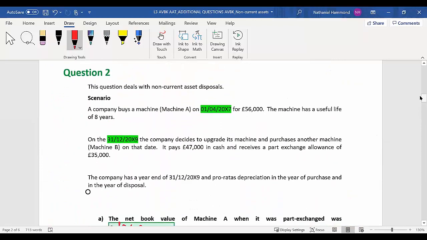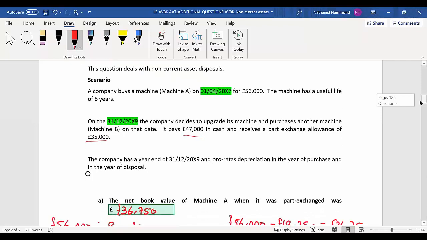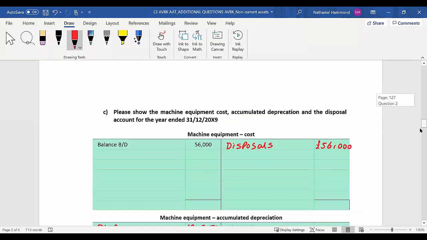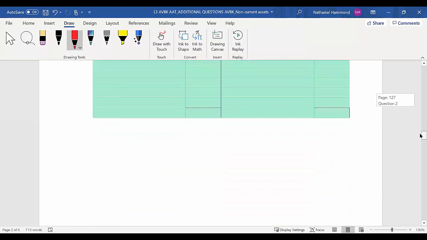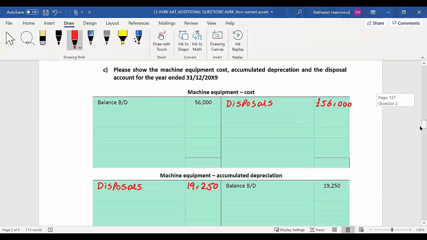So we're looking at the fact we have paid £47,000 in cash, and we've received, of course, the part exchange allowance, which we now know is £35,000. So these are the next two entries that we need to record into the account. So let's start with the £47,000, paid in cash. Now, in this instance, we aren't given a bank account to work in, so we're only working on a single side of the double entry.